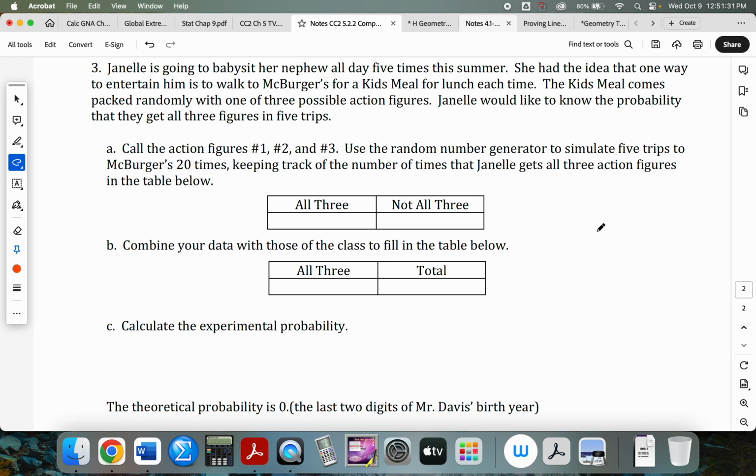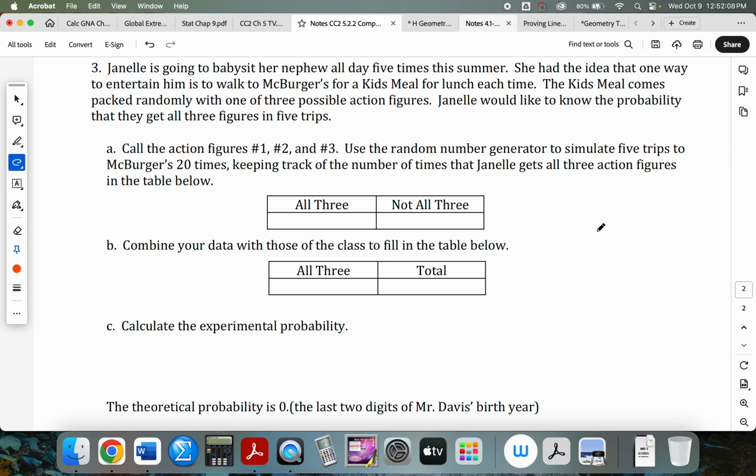So, Janelle is going to babysit her nephew all day 5 times this summer. She had the idea that one way to entertain him is to walk to McBurger's for a kids' meal for lunch each time. The kids' meal comes with packed randomly with one of 3 possible action figures. Janelle would like to know the probability they get all 3 action figures in 5 trips.